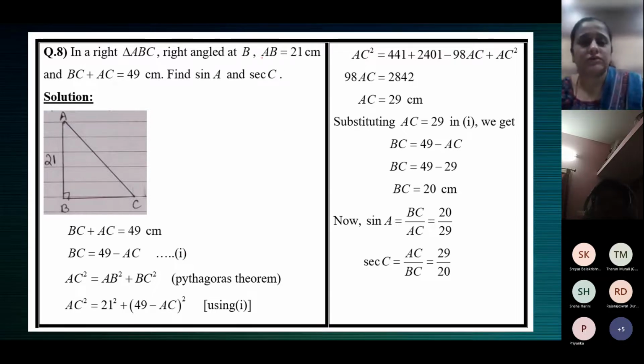All right, so we are given AB is 21 and BC plus AC is 49. We need to find sine A and secant C. The opposite and adjacent sides for A are different from the opposite and adjacent sides for C.